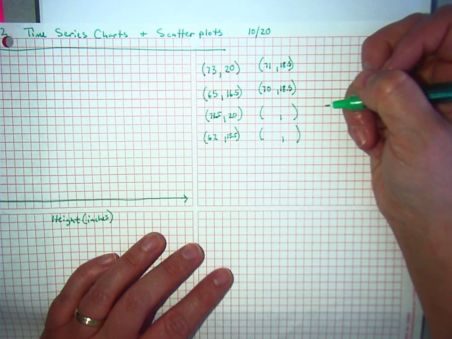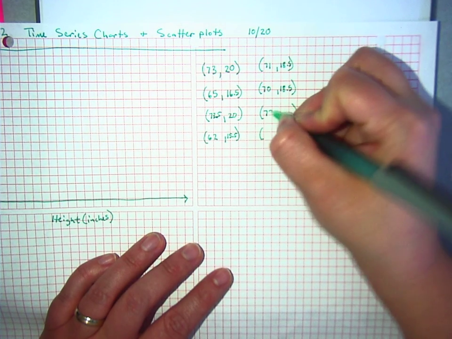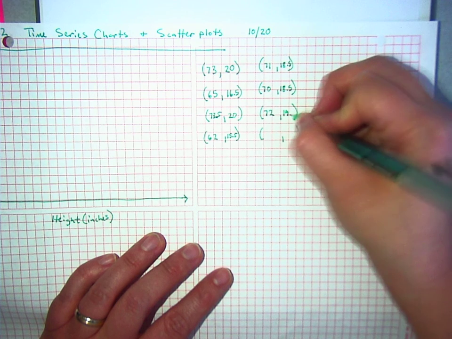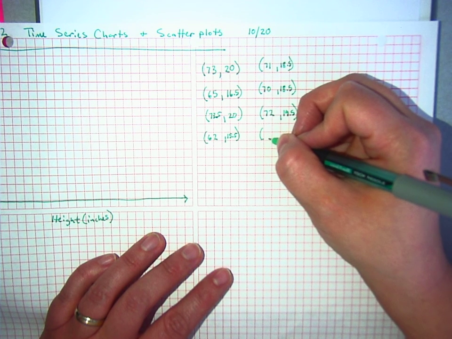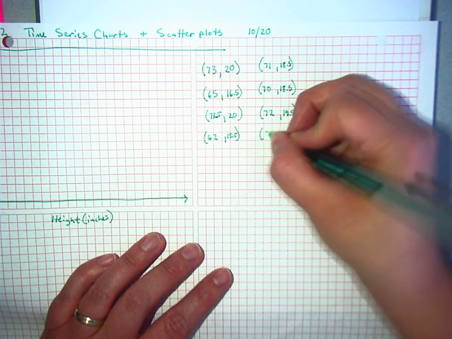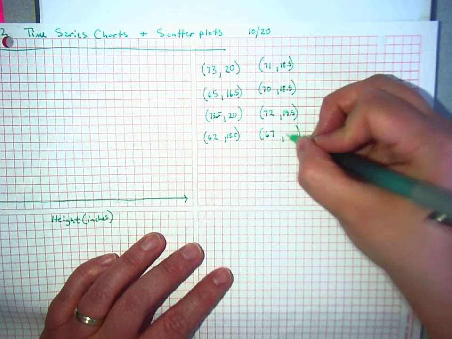Triton? 72 inches and 19.12. And Emma? 67 and 18.5. Okay.